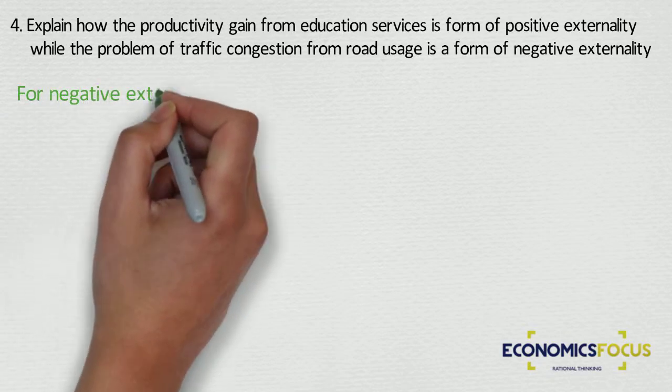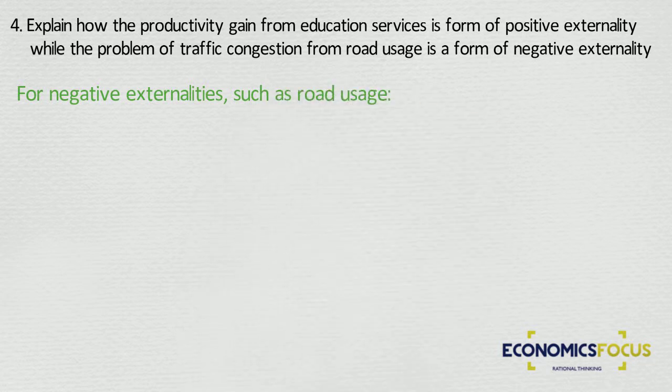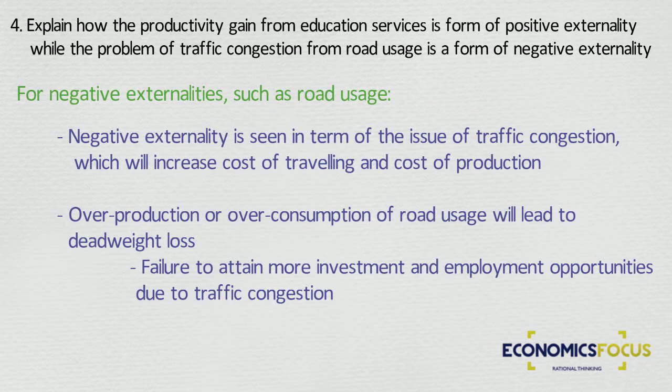Moving on to the example of road usage as contributing to negative externality, it is seen in terms of the issue of traffic congestion, which will increase the cost of traveling and also the cost of production for firms. Hence, this overproduction and hence overconsumption of road usage will lead to deadweight loss, and once again we explain that this deadweight loss is exemplified through the failure to attain more investment and more employment opportunities due to the traffic congestion.